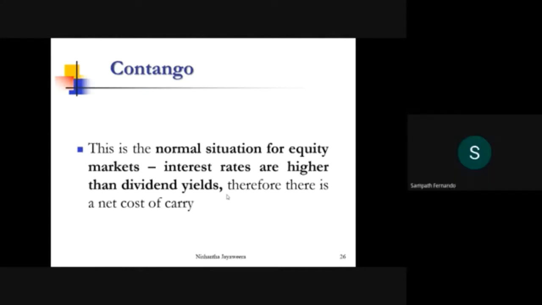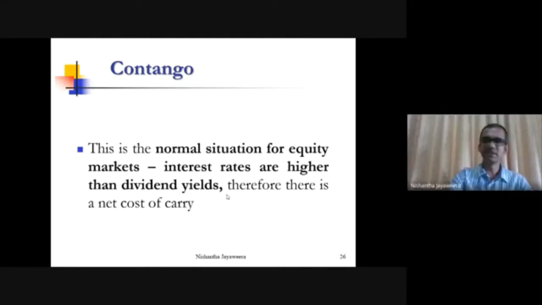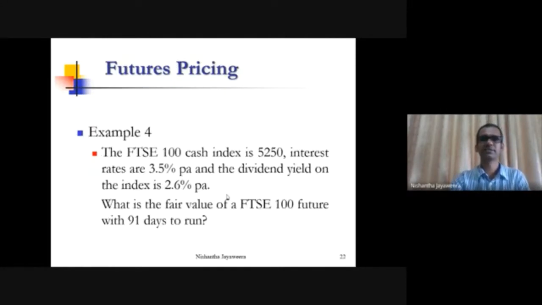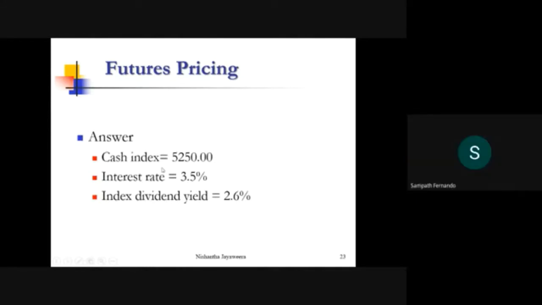We used 365 in the example that we took because FTSE is in London. Again, this is an index, the FTSE 100 index. That's a London stock index. So we use 365 because of the sterling pound. Okay, sir.